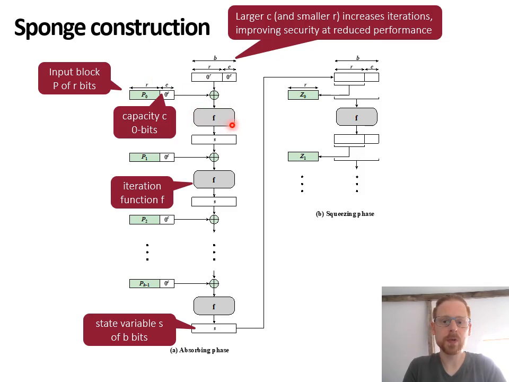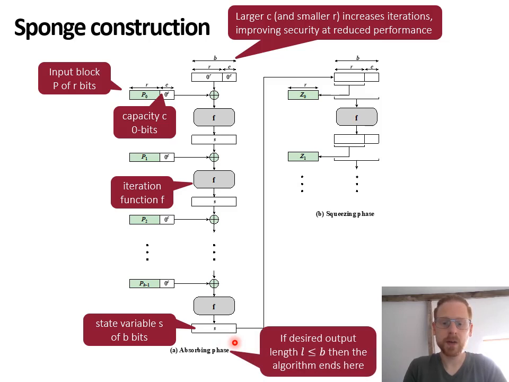Then they are transformed using our iteration function f, and this is repeated, the same process for each block, where the output of this function f is always XORed together with the next input block until the final state S is obtained. S is R plus C bits, or B, or 1600 bits. Now, if the desired length of our output L is less than B, then the algorithm can end here. This is the end of the first phase, the absorbing phase. We just take the first L bits and return those as the output of the algorithm.